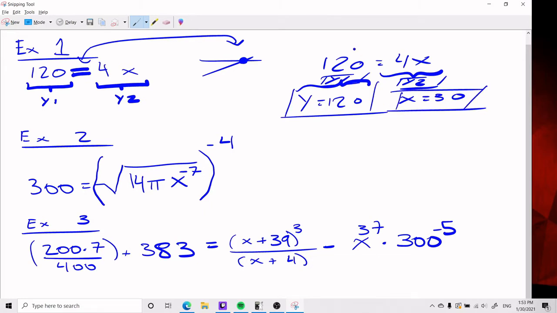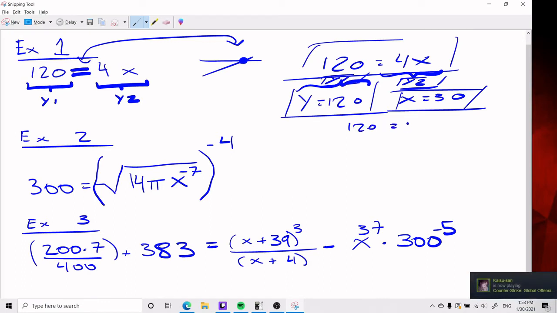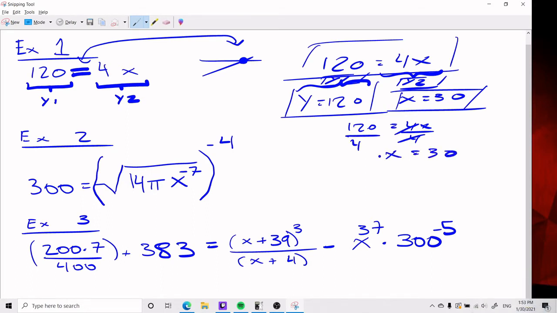So x has to be 30 to make this true, okay? And if we work it out, actually, I'm just gonna show it real quick, divide both sides by 4, you can see that x equals 30. So that is just confirming that the calculator and the math is correcto. So now I will show example number 2.